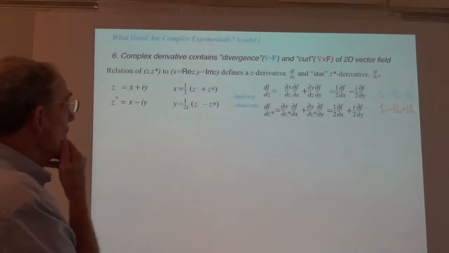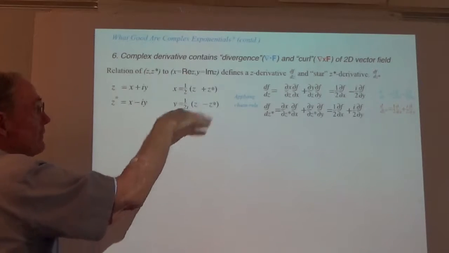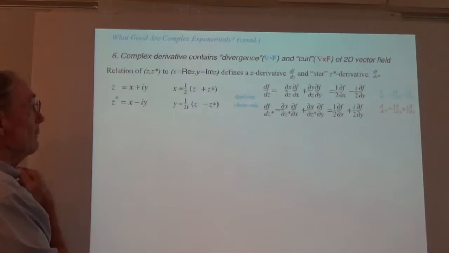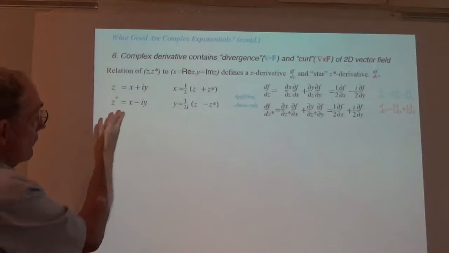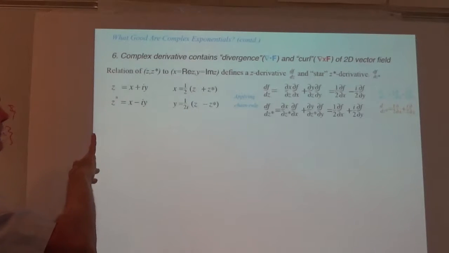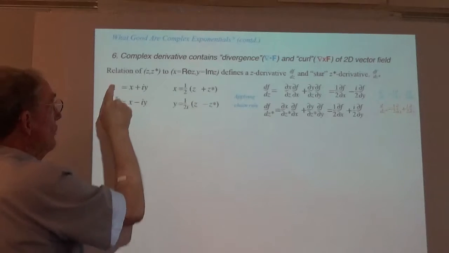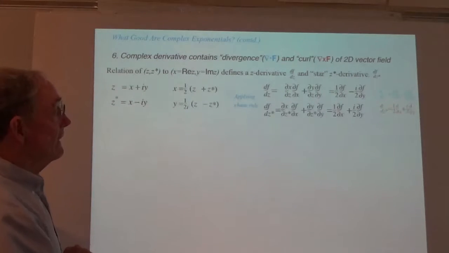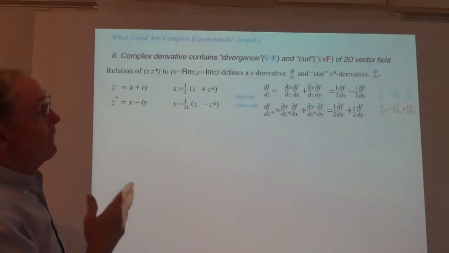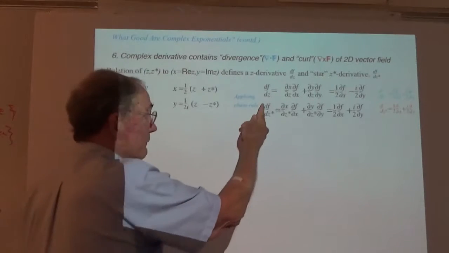Okay, and in the process of doing that, of course, you have to have a conversion between those two ways of looking at the thing. So this sets the independence right there with the relationship between x and y and z and z star. Okay? But we need one of those relations for the derivative.